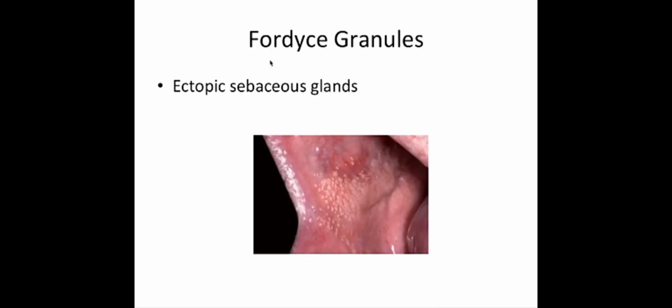Now, Fordyce granules are ectopic sebaceous glands. If you remember this, it's probably all you need to know. They're completely benign, no treatment necessary at all, but that's sufficient to know. And knowing this pretty classic condition, either on buccal mucosa or labial mucosa inside the lips, those are the characteristic locations for these kinds of things.